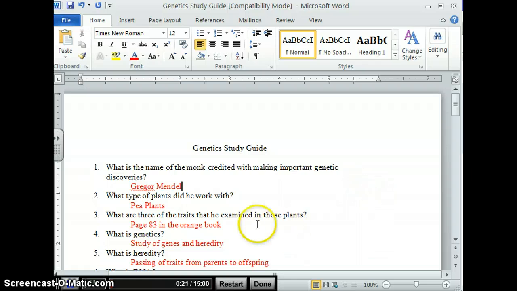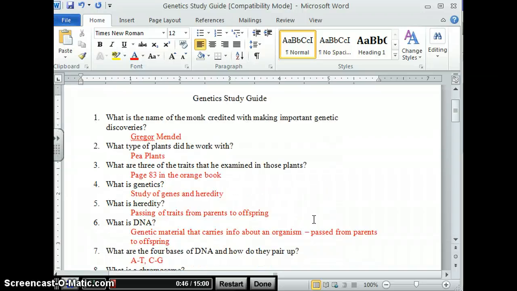Question 3 wants to know the traits that he examined in those specific plants, and a list of those can be found on page 83 in the Orange textbook. These traits include seed shape, seed color, seed coat color, pod shape, pod color, flower position, and stem height. For number 4, genetics is the study of genes and heredity. Heredity, then, is the passing of traits from parents to offspring.